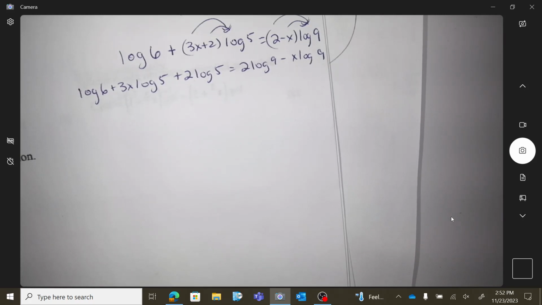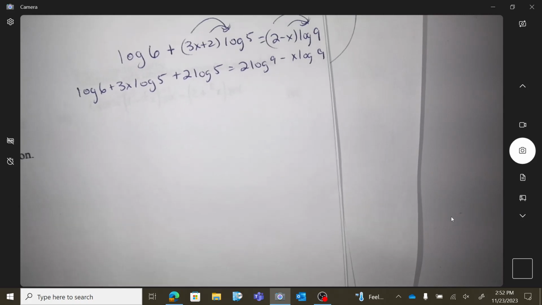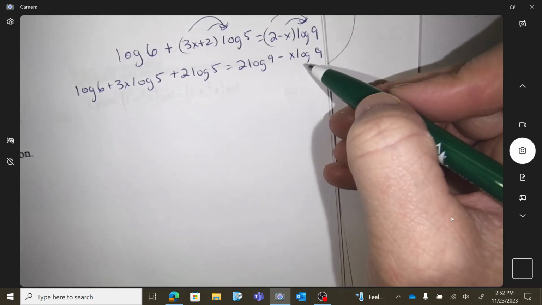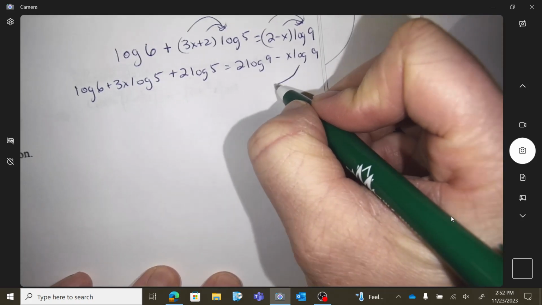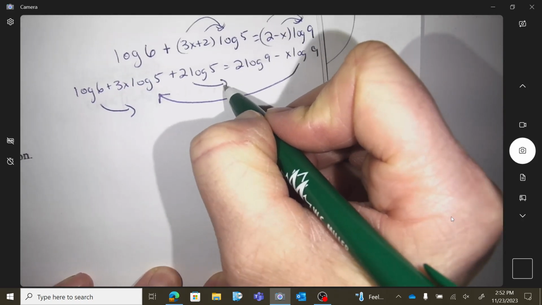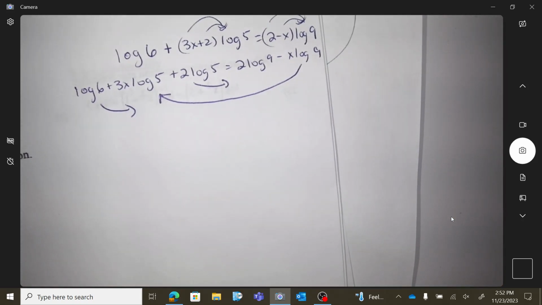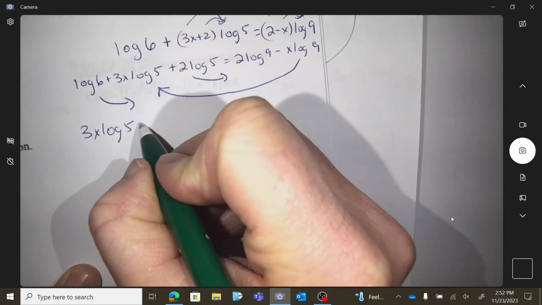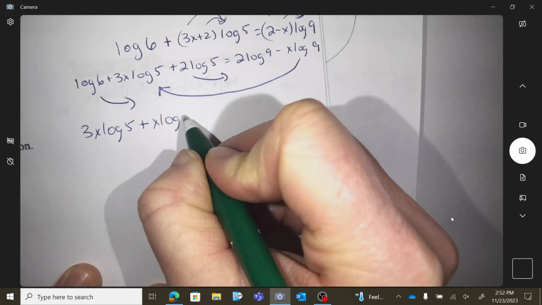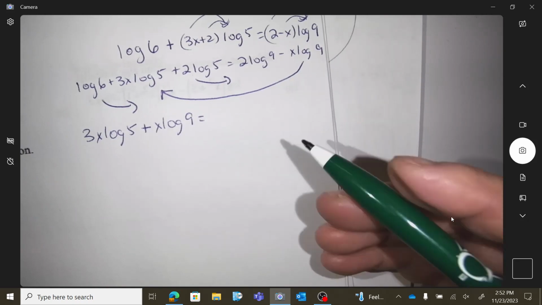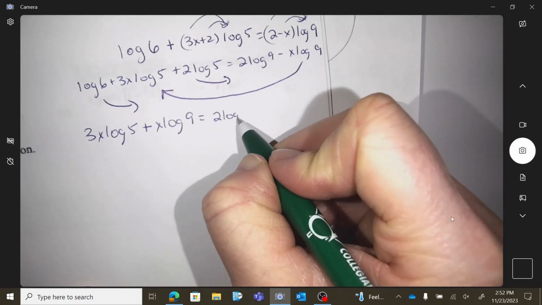Where do you want to make moves here? I don't really want to move that way because then I'm dealing with all these negative x's. I think I'm going to move this that way. I think those are the moves I'm going to do. Okay, so 3x log 5 plus x log 9. Two log 9.